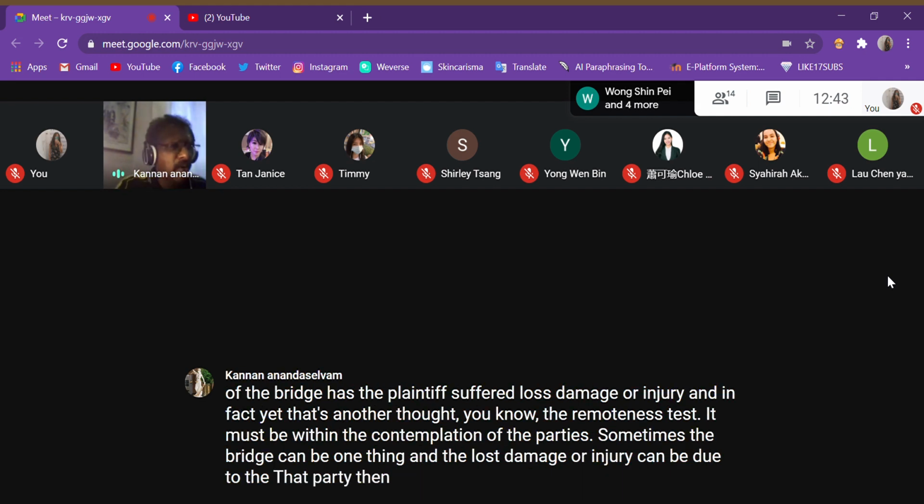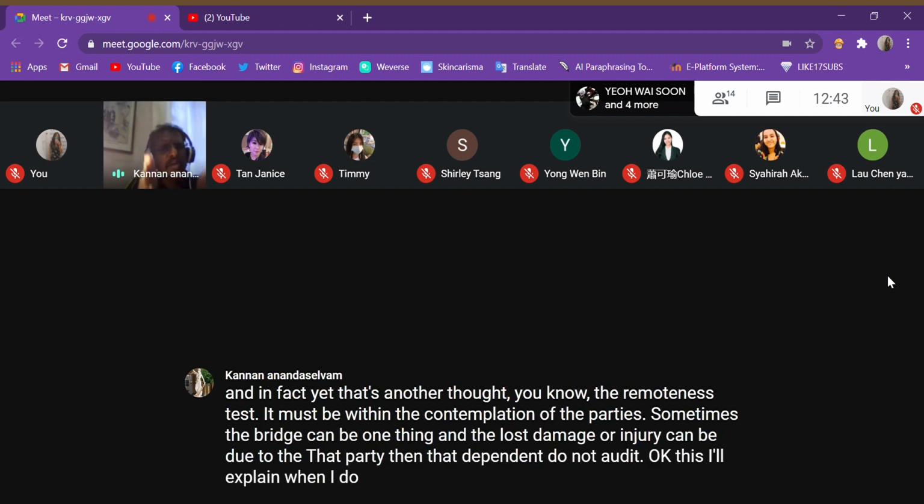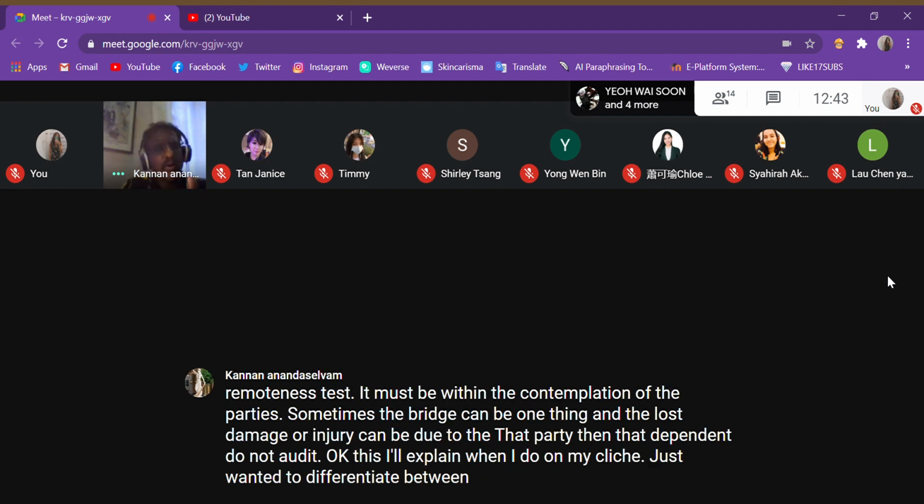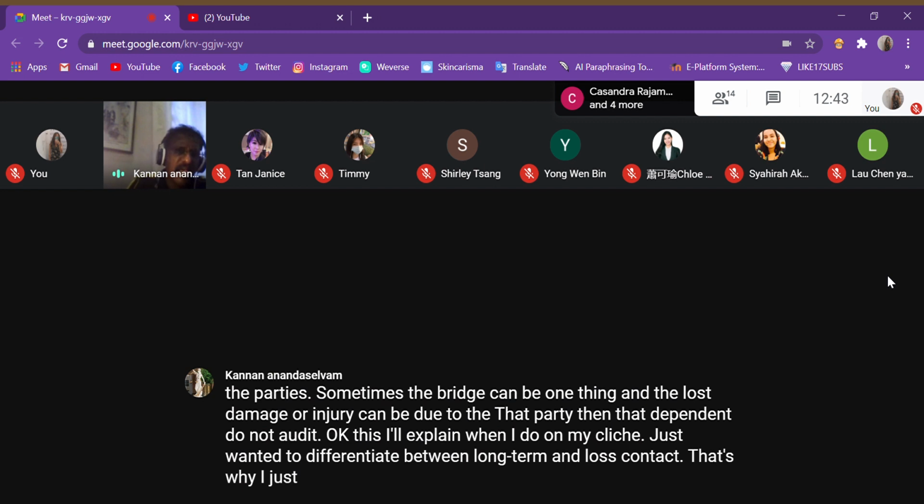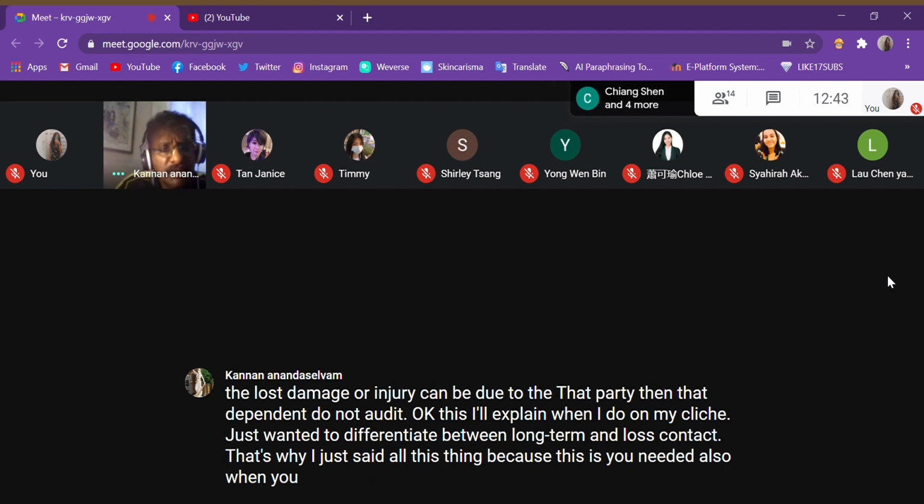This I will explain when I do negligence. I just wanted to differentiate between law of tort and law of contract. That's why I said all these things, because you need it also when you do negligence.